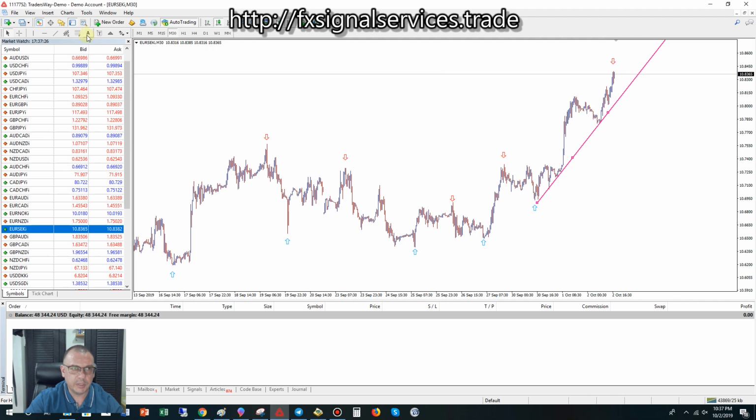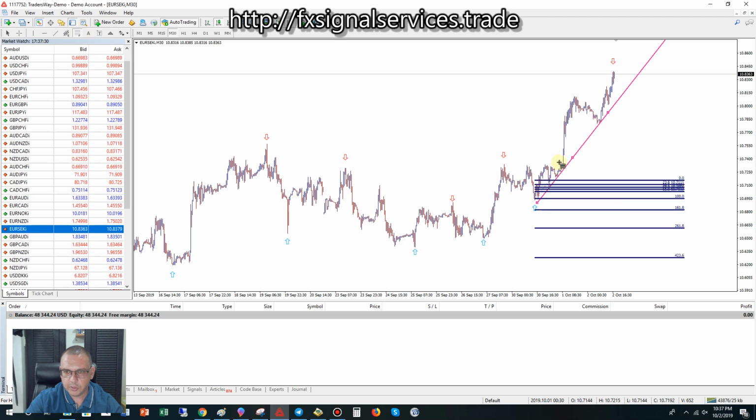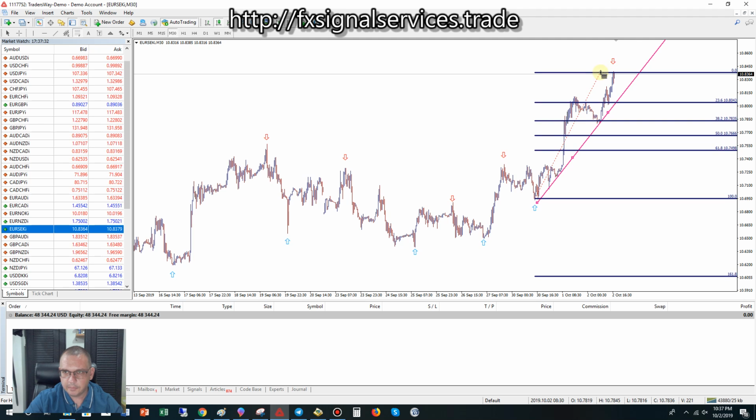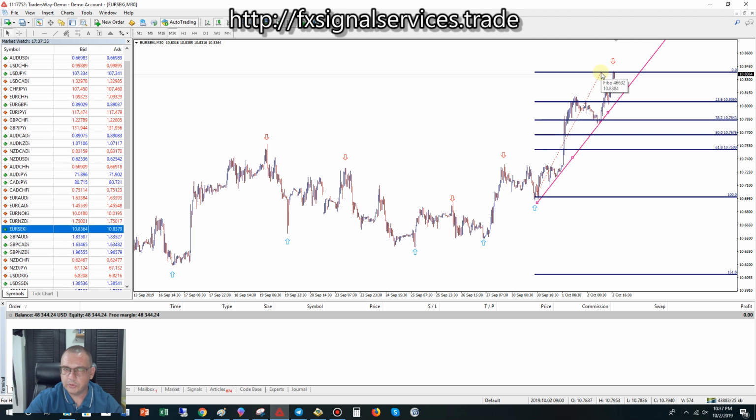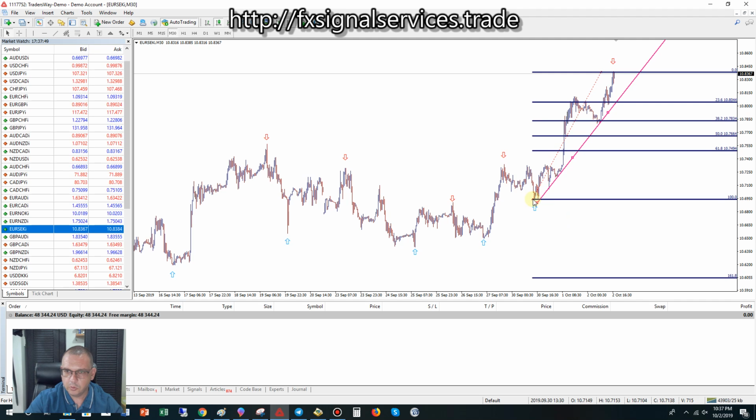Now, if we draw a Fibonacci, watch this. We go from this point, the last blue arrow, to the current red arrow, right? We look at the 23.6 level. This is important now. These Fibonacci levels do not occur by accident. If you look here at this 23.6, let me draw this down a little bit more to get this right. Where this trend line and this 23.6 level meet, I call it X marks the spot. This is where it's going to break.